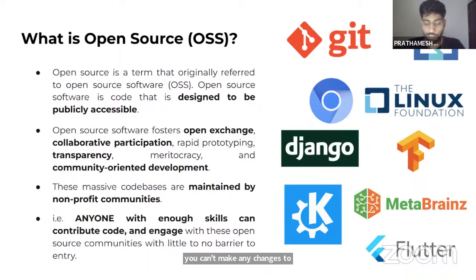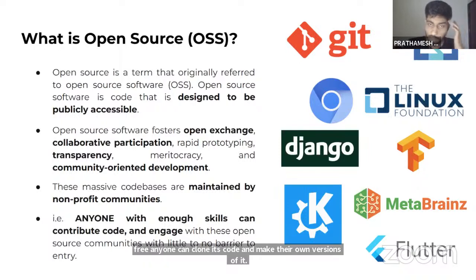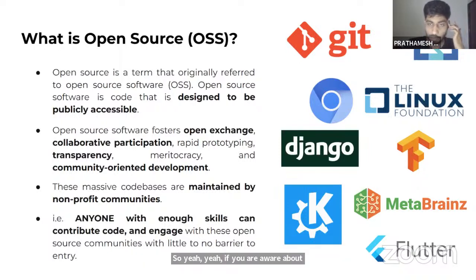But on the other hand, let's say you have something like Firefox. Mozilla Firefox is an open source web browser that anyone can use. Anyone can see its code for free. Anyone can clone its code and make their own versions of it. If you are aware of the Tor browser, it's also based on Firefox, if I remember correctly.